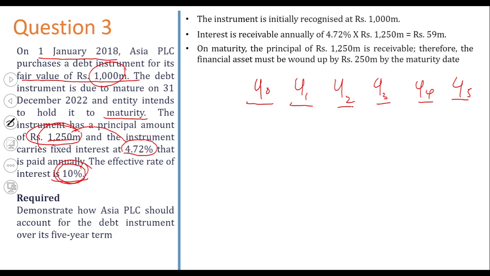In year 0, how much do you spend? 1,000 spent. What is the value of this instrument? 1,250, right? So you are getting a discount, in the first year a discount of 250. Year 1 you are getting interest income of 59. Second year 59, third year 59, fourth year 59, fifth year 59. Those are the cash flows that we are getting. But this is not what we recorded in the financials.